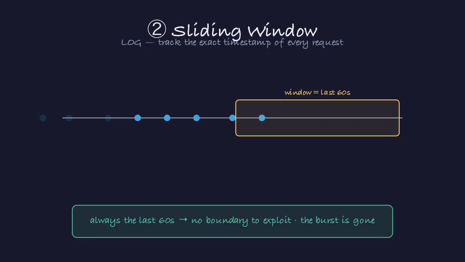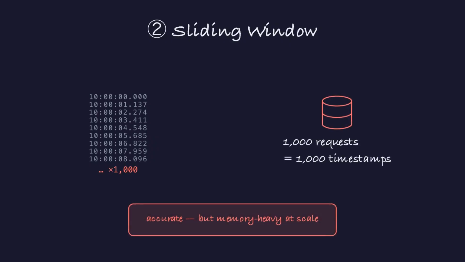Because the window is always measured relative to now, the last 60 seconds, always, there's no boundary to exploit. The burst problem disappears completely. The cost? You store a timestamp for every single request. A user making 1,000 requests means 1,000 stored timestamps. Across millions of users, that memory adds up fast.